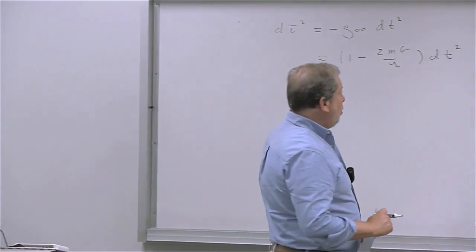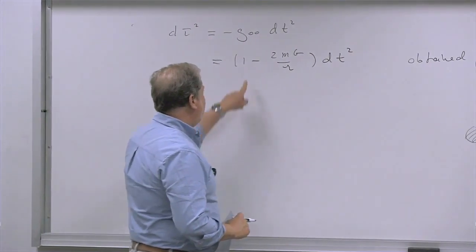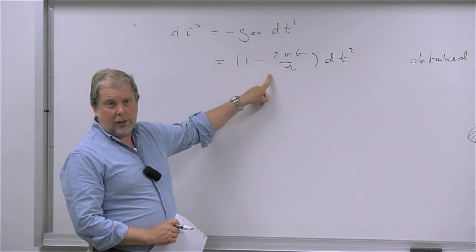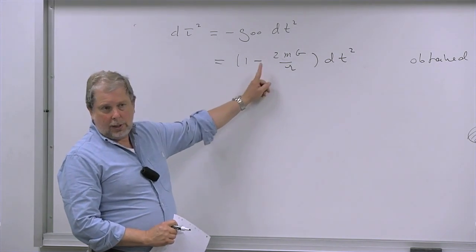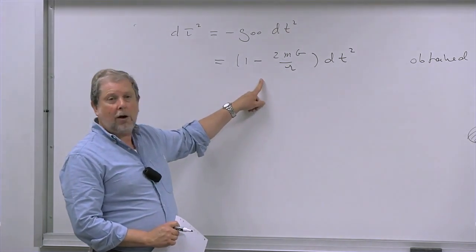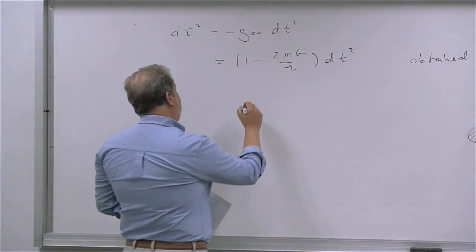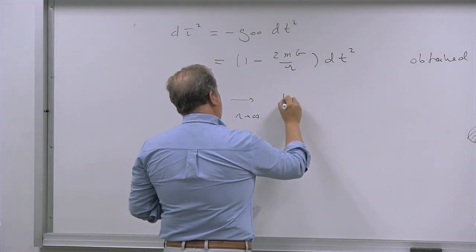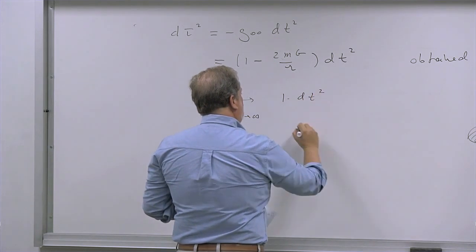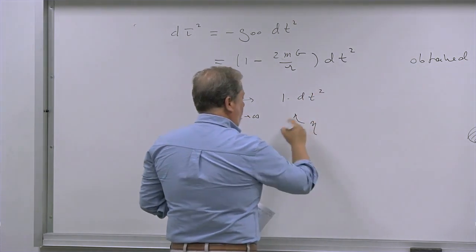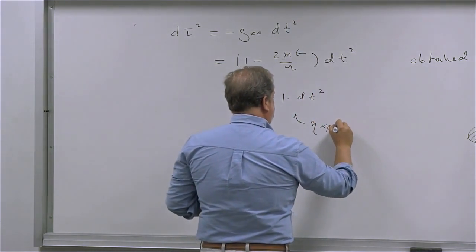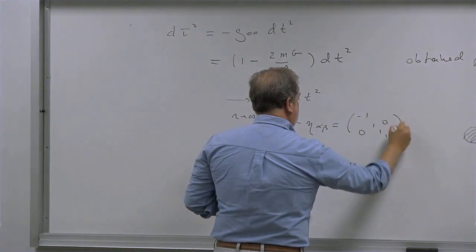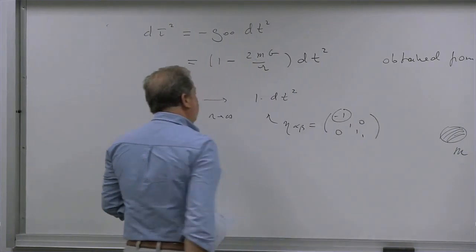And because the field goes to 0 at infinity, that's why you get this 1, right? So when you go to sufficiently large distances away from the source, this term goes to 0, and you, in fact, recover the flat metric, right? So when r goes to infinity, you get 1 times dt squared, which is this 00 component of eta alpha beta, which you remember is equal to -1 and then 1, 1, 1, right? So it is this -1 here.